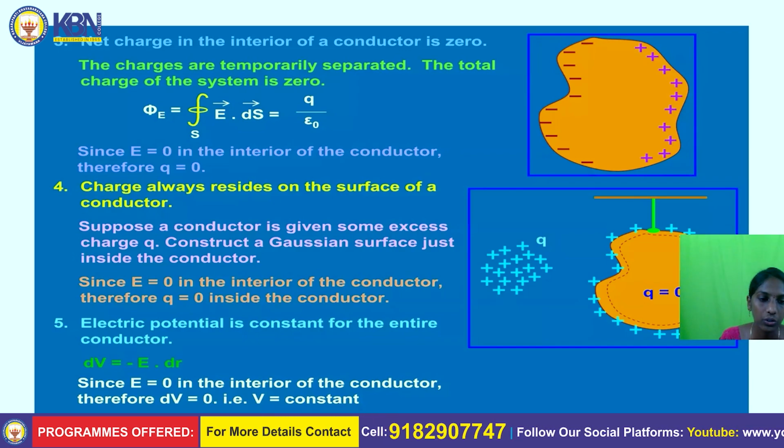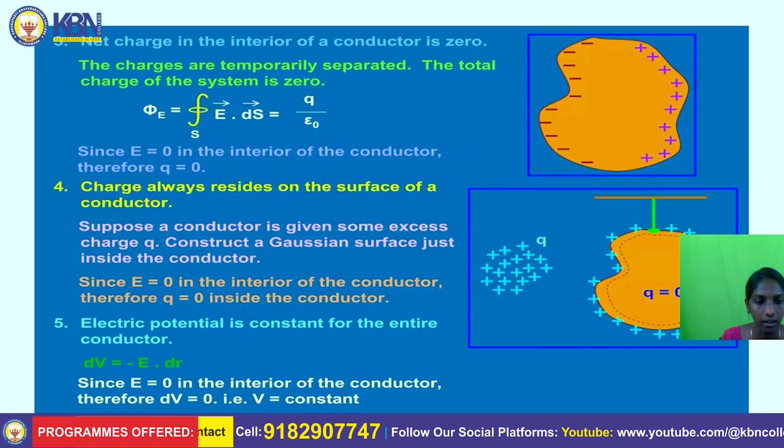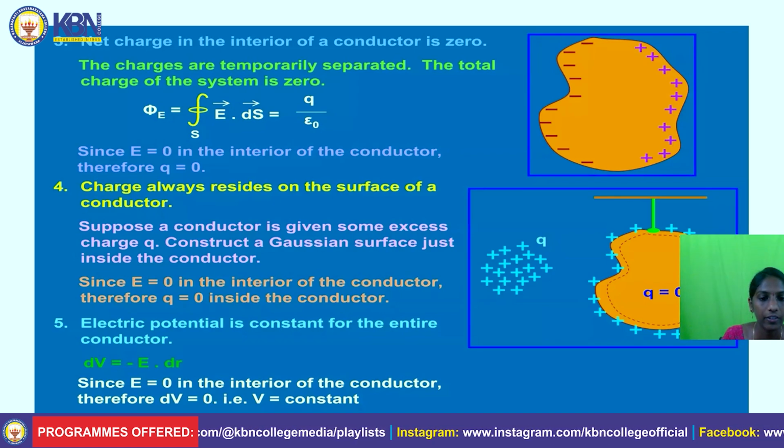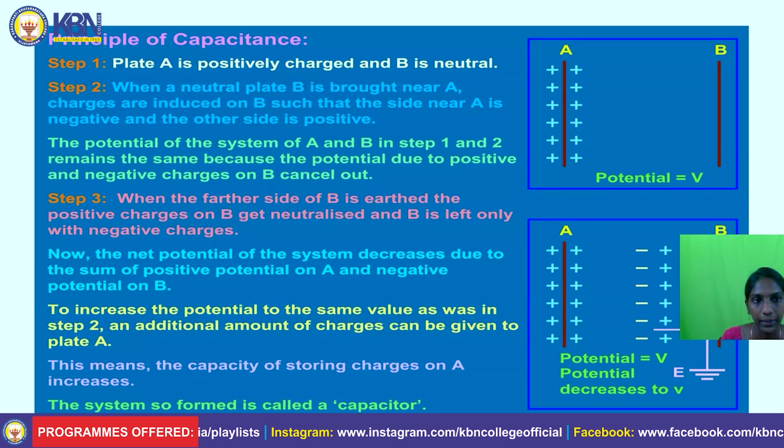dV is equal to minus E·dr. Since E is equal to 0 in the interior of the conductor, therefore dV is equal to 0. That is, the potential V is equal to constant.